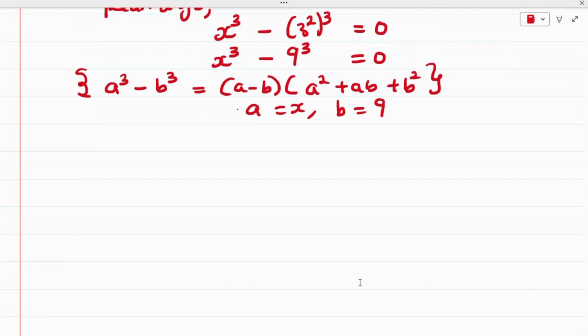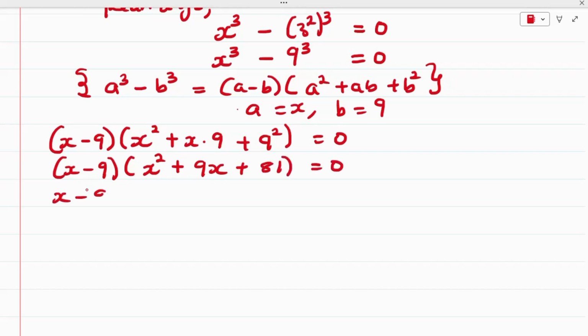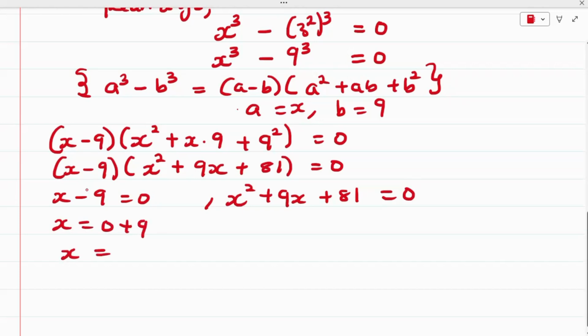So applying this, we have x minus 9 multiplied by x squared plus x times 9 plus 9 squared, and this is equal to 0. So we have x minus 9 multiplied by x squared plus 9x plus 81, equal to 0. So x minus 9 is equal to 0 and x squared plus 9x plus 81 is equal to 0. So x is equal to 0 plus 9, and x is equal to 9. So we have been able to find the first value of x.